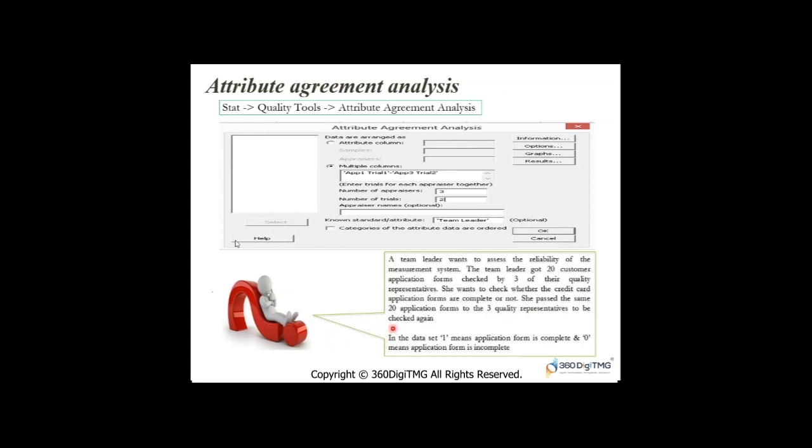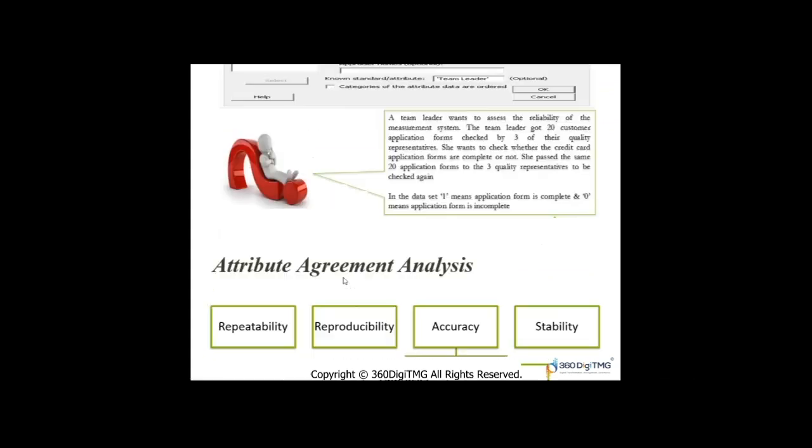And let us look into the data set in a while. In the data set, 1 means the application form is complete and 0 means the application form is incomplete. Let me move on. Let me show you this exercise. Let me show you this in Minitab.